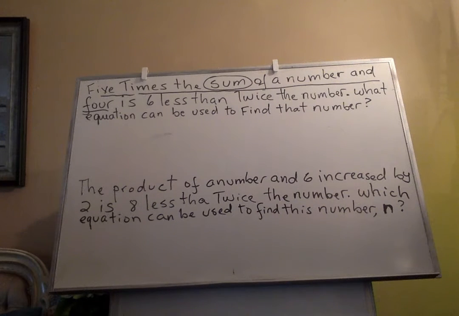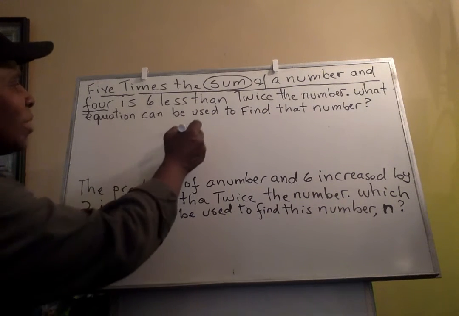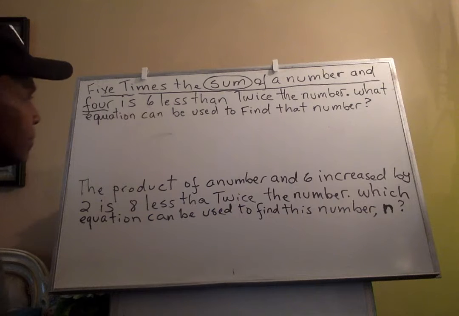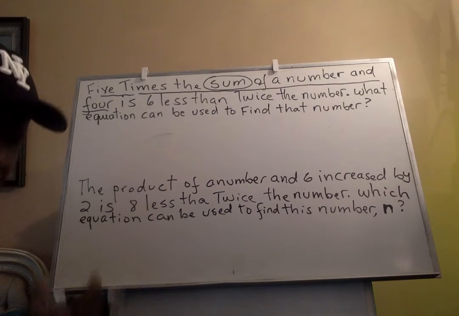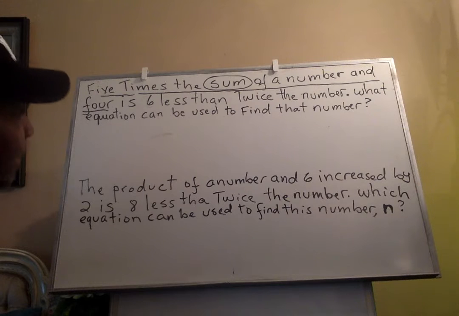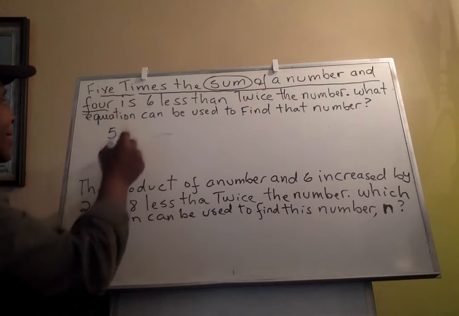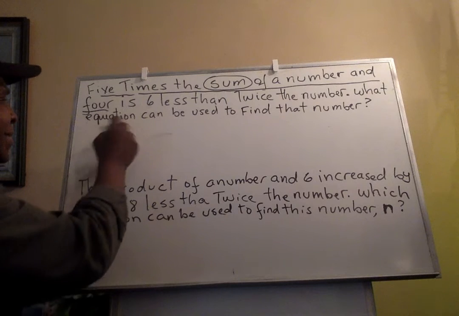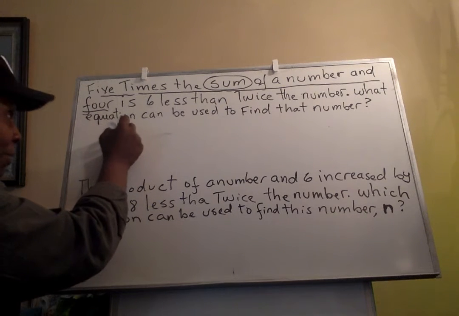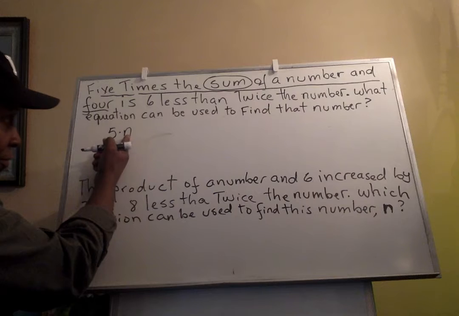What equation can be used? An equation has an equal sign. Now, to find that number, let's start writing. 5, this again is 5 times a number, which you don't know.